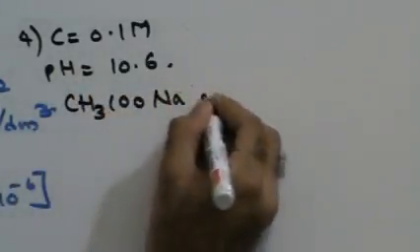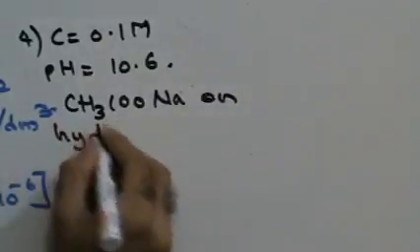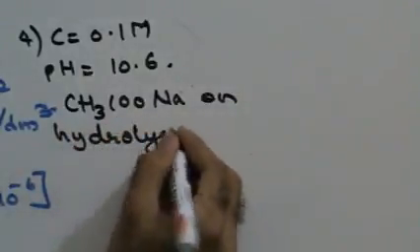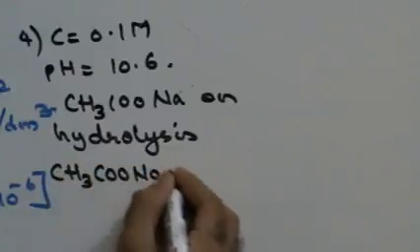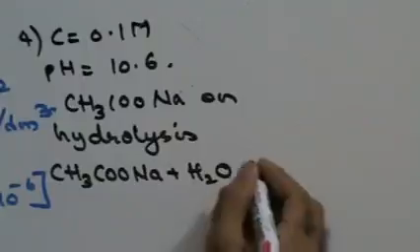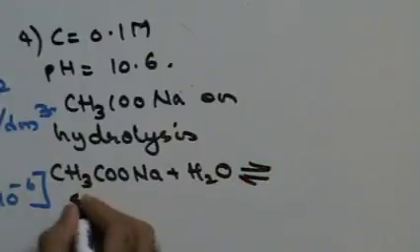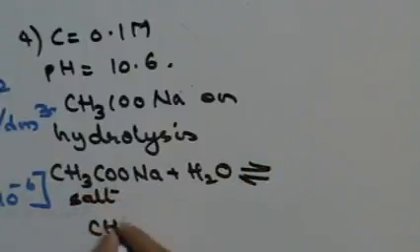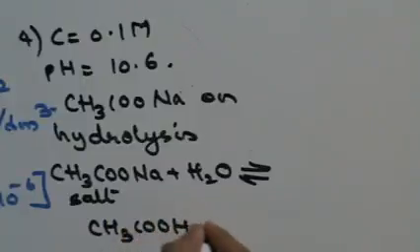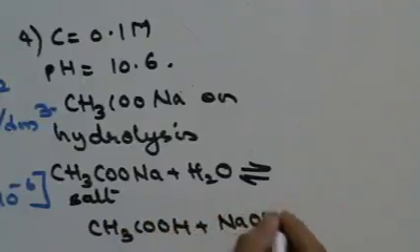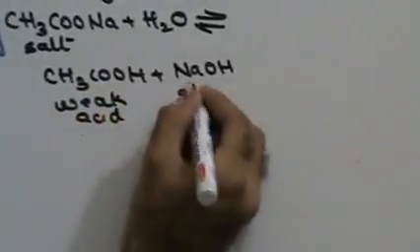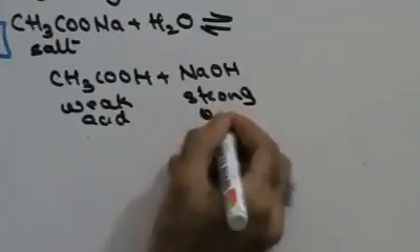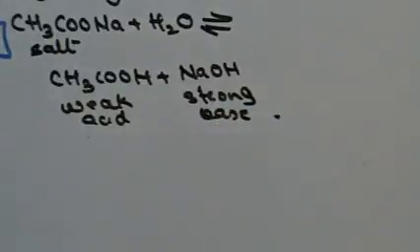Sodium acetate on hydrolysis, CH3COONa on hydrolysis, this is your salt, will reversibly give you acetic acid, CH3COOH, plus sodium hydroxide. That means it will give you a weak acid and strong base. That means sodium acetate is a salt of weak acid and strong base.